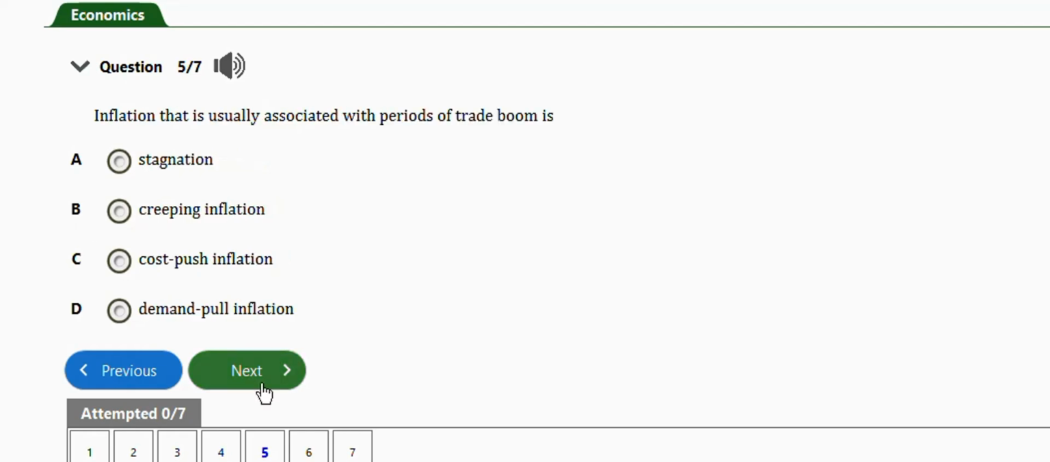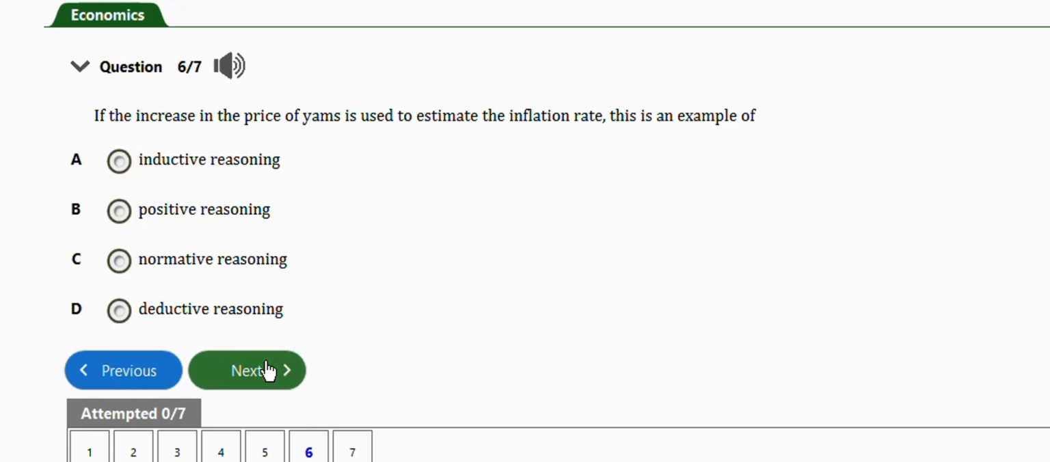It says inflation that is usually associated with periods of trade boom is we have stagnation, creeping inflation, cost push inflation, demand pull inflation. The right answer is option D, which is demand pull inflation. Next question is this one. It says if the increase in the price of yam is used to estimate the inflation rate, this is an example of inductive reasoning, positive reasoning, normative reasoning, deductive reasoning. The right answer is option A, which is inductive reasoning.